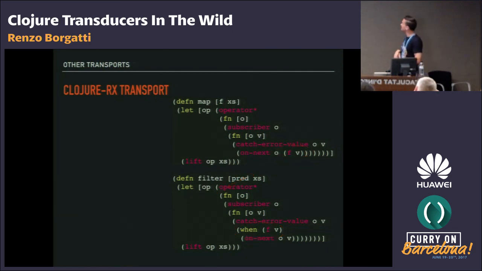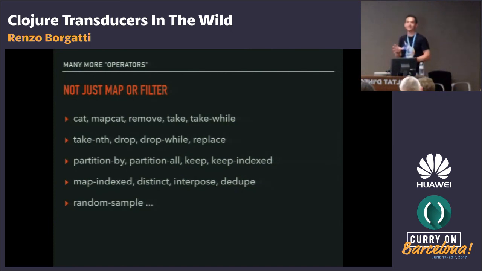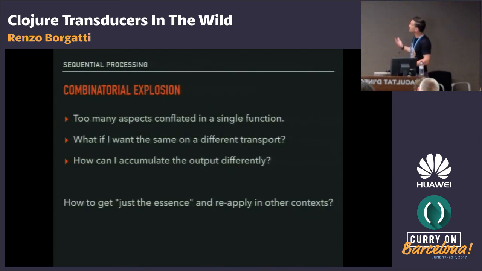So what happens is that there are not just map and filter, there are all sorts of possible sequential operations. The more you have, usually the more expressive your language is. So your language may have many more or different ones. In Clojure there are some of these, and there are more than that. So if you imagine implementing this on top of each different transport every time, what we get is a combinatorial explosion of some sort. Right? There are too many aspects conflated in map or filter. We need to do this again and again and decorate with different code.